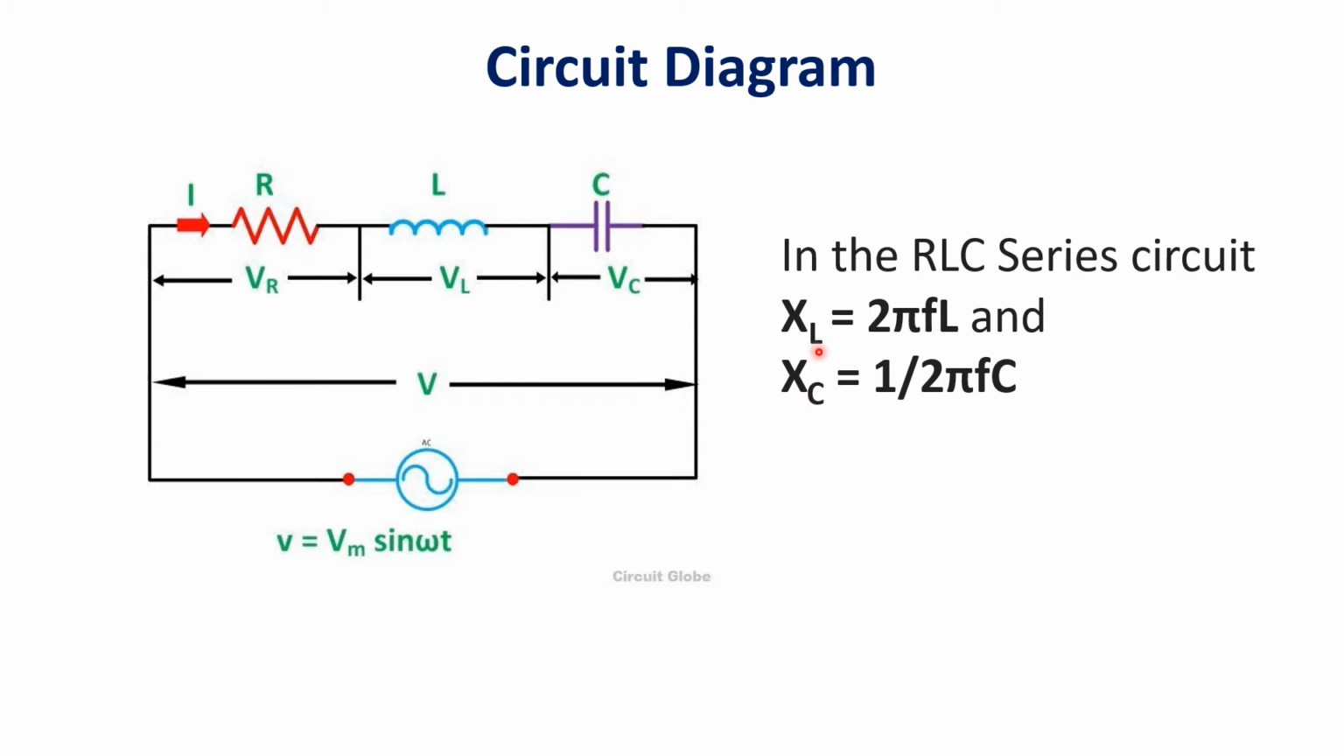XL, the inductive reactance, is equal to omega L or 2 pi FL. XC, the capacitive reactance, is equal to 1 upon omega C or 1 upon 2 pi FC, whereas F stands for frequency of the supply, L is the inductance value in Henry, C is the capacitance value in Farad, and XL and XC are measured in ohms.